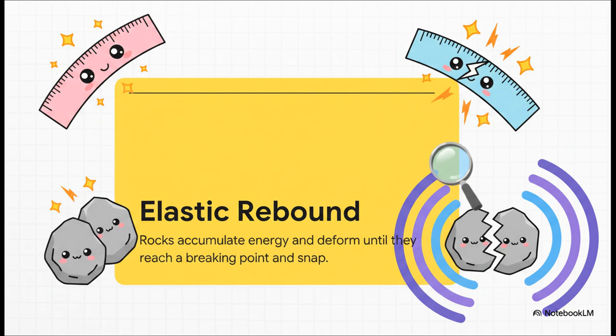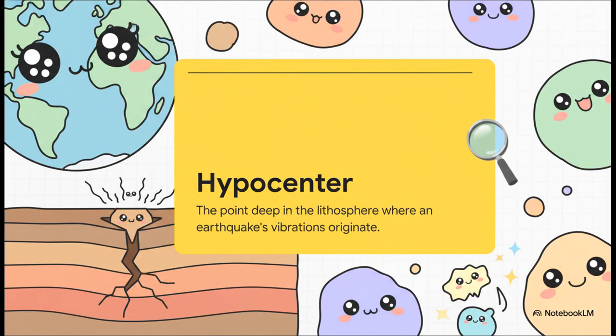The exact same thing happens with rocks on the borders of tectonic plates. They accumulate energy, they deform, and when they exceed their breaking point, they snap. That sudden release of accumulated energy blasts out in the form of intense vibrations. Let's build our vocabulary here with 2 critical terms you absolutely need to know.